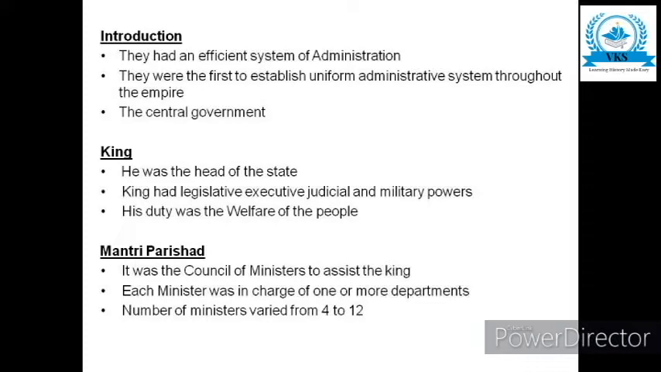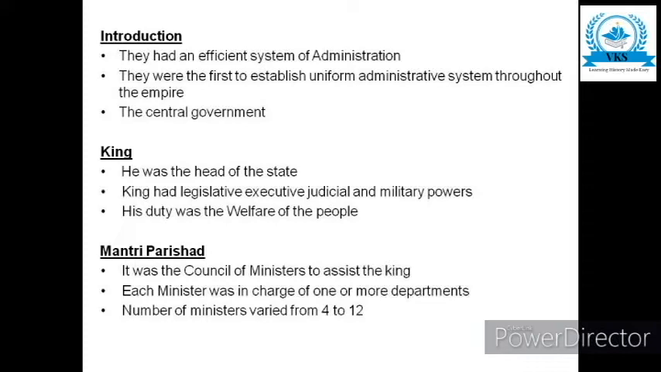Now after the king, the next point in central government is Mantri Parishad. It was the council of ministers to assist the king. A king will always have a council of ministers to help him. Each minister was in charge of one or more departments. The number of ministers varied from 4 to 12.